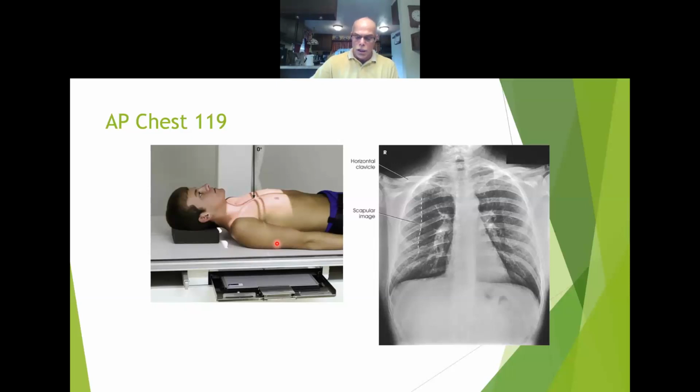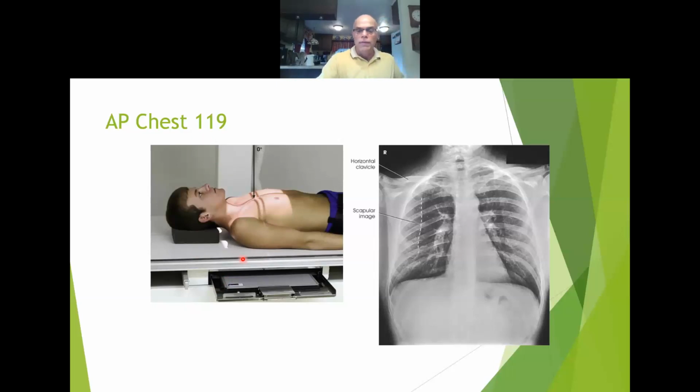The central ray should enter about 3 inches below the jugular notch. 3 inches below the jugular notch. This is a little bit different than the T7 at the nipple line. So we're going to go 3 inches below the jugular notch. So you can put your finger up there and feel the little soft spot. That's your jugular notch right there. So you want to go a little bit below that when you're doing an AP supine, and I would think it has a lot to do with the SID.